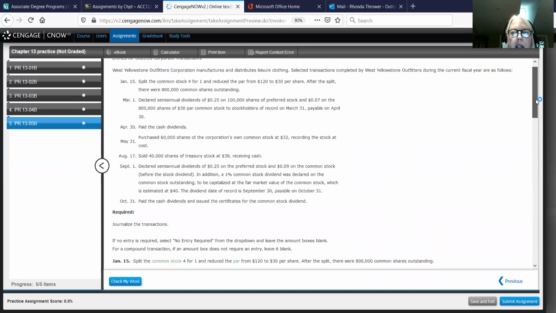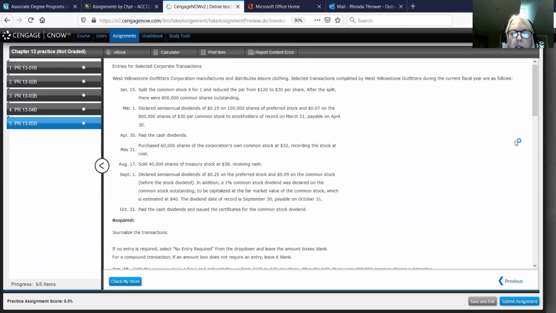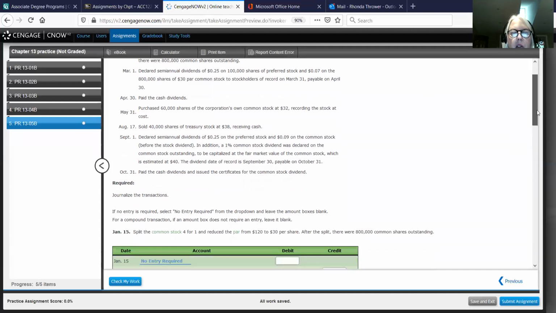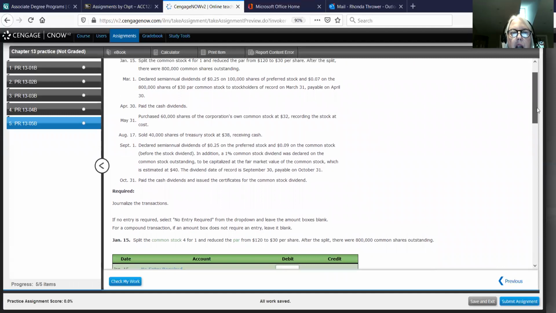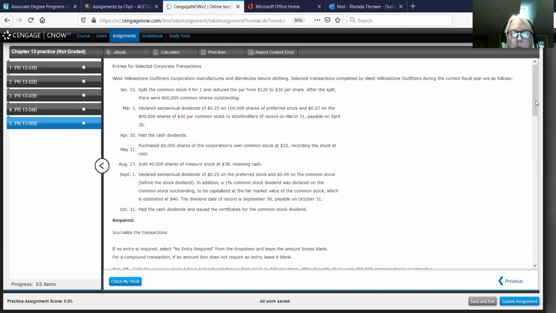It's like a memorandum entry. They would write it down. They would show that they had split the stock, but it really did not do anything to the accounts. The accounts' dollar amount will stay the same.